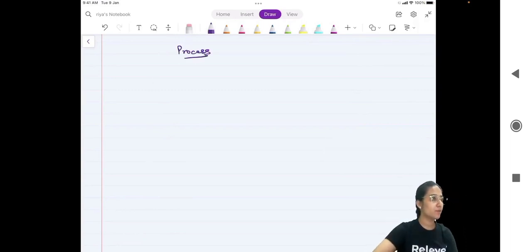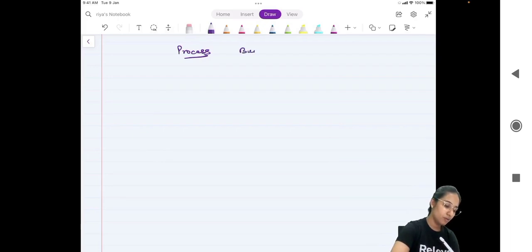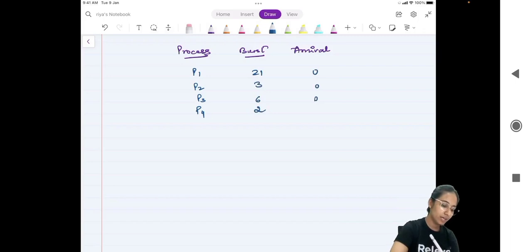Okay, so we have the process, we have the burst time, and let's say in this example we take the arrival time as 0 for all. So we have P1, P2, P3 and P4. The burst times will be 21, 3, 6 and 2, and the arrival is the same for all of them. So how would this process occur?